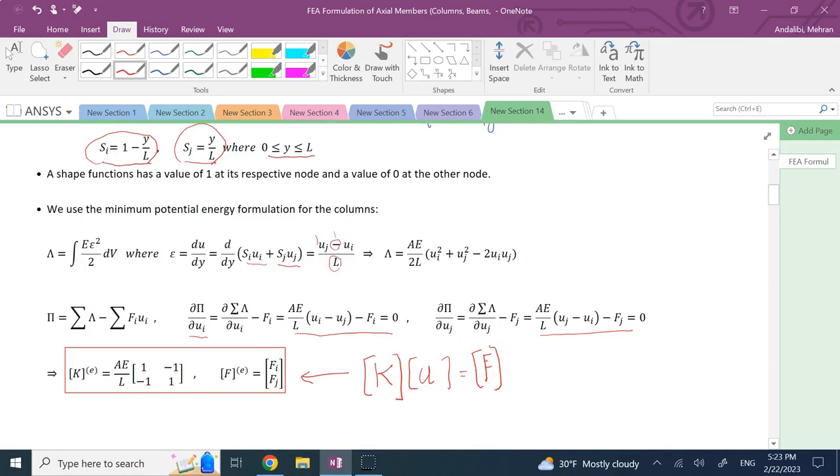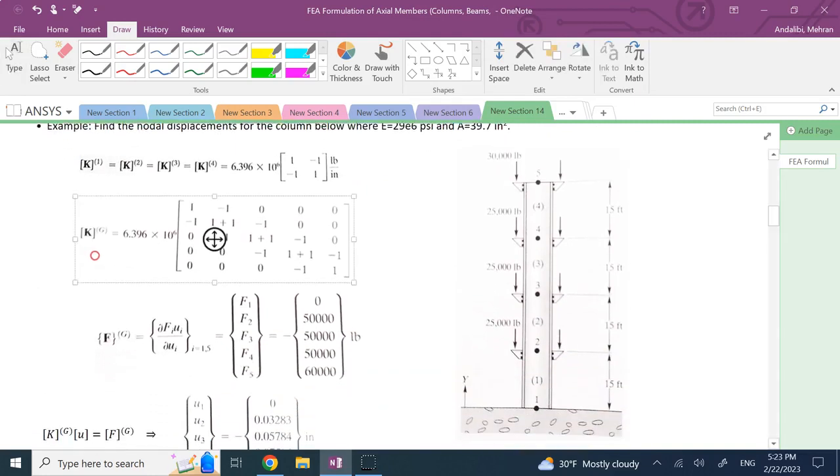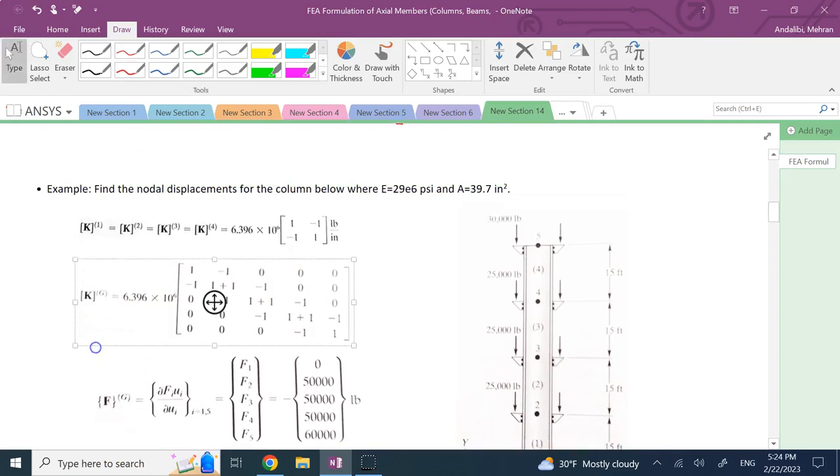So the formulation of the problem is pretty simple. Let's apply it to an example. Here I have this column. It has 5 nodes and 4 elements, and these are the nodal loads: 25,000 downward on nodes 2 to 5. Each element is 15 feet. Node 1 does not move. And E is 29e6, or 29 mega psi, and A is 39.7 inches squared.